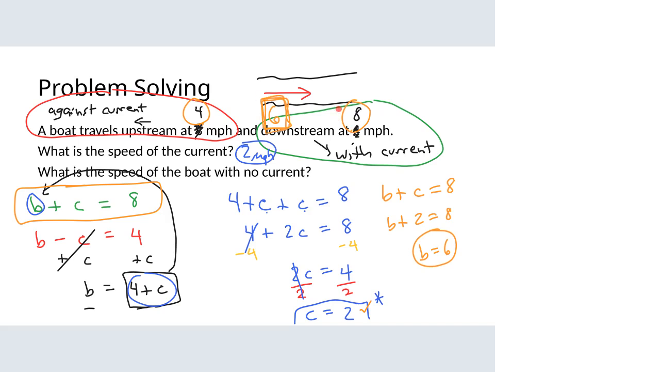So the speed of the boat with no current is 6. And then with the current, it's 8. So the current must be 2. You could absolutely do it that way. That would be just fine. Any questions about that one before we look at one more thing from section 4.4?